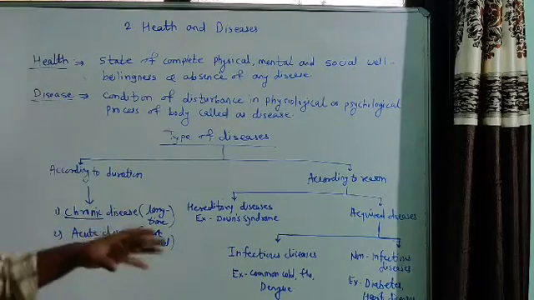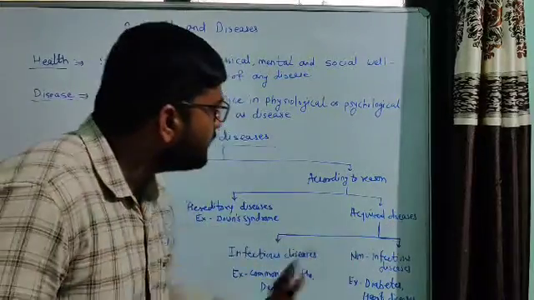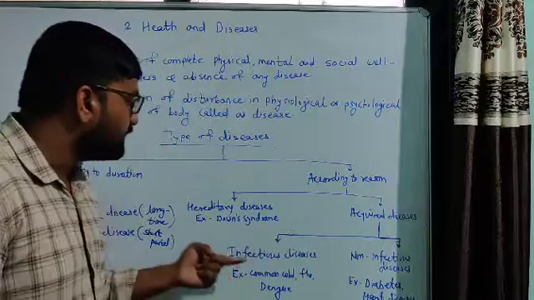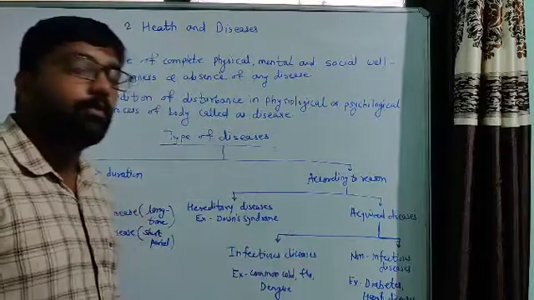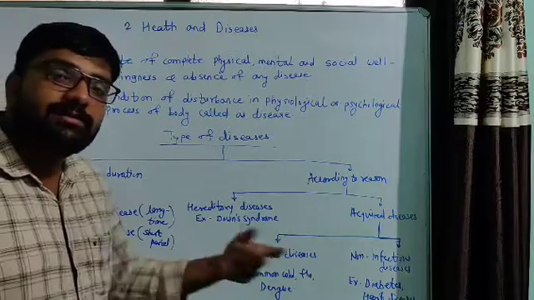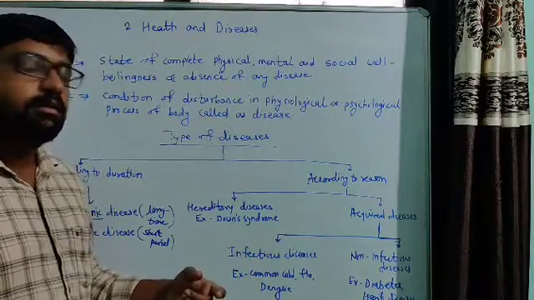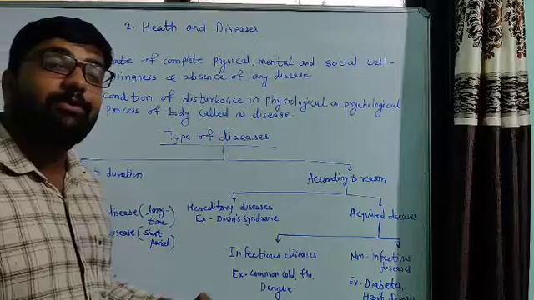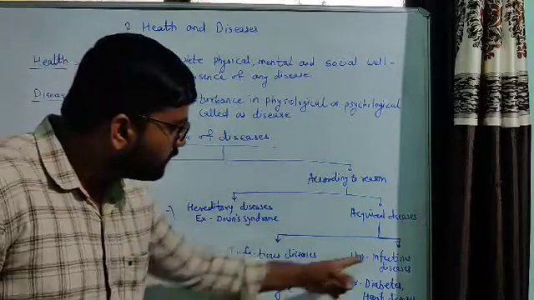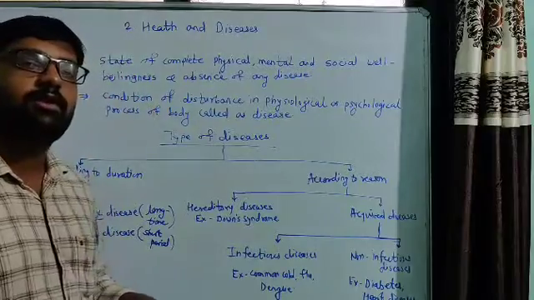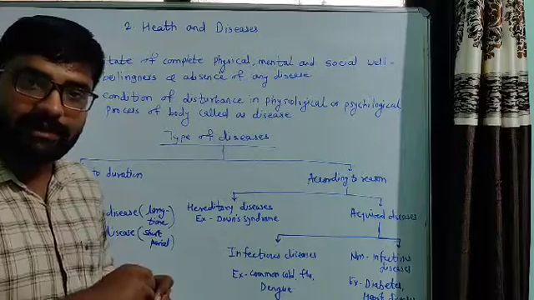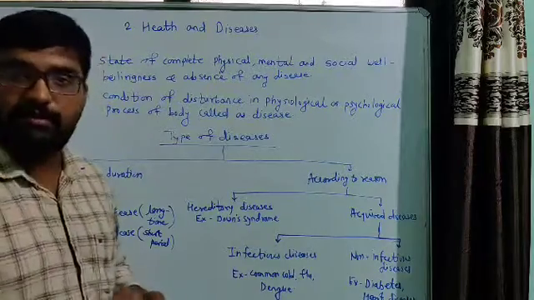In this way, these acquired diseases are again classified into two different types, infectious diseases and non-infectious diseases. Infectious means what? They spread when other persons come in contact with that infected person. And non-infectious diseases means what? Such diseases which do not spread through contact with the affected person.